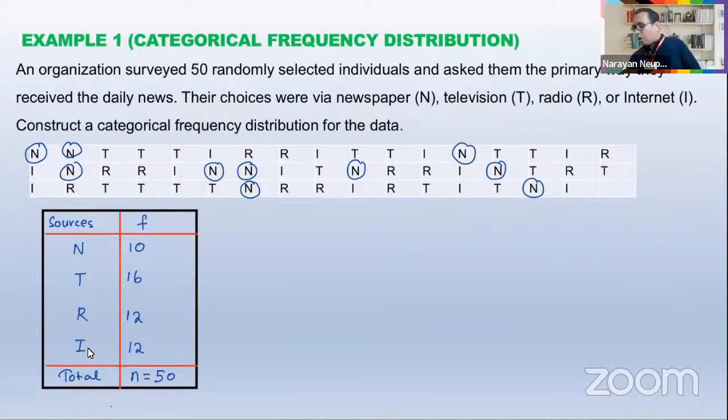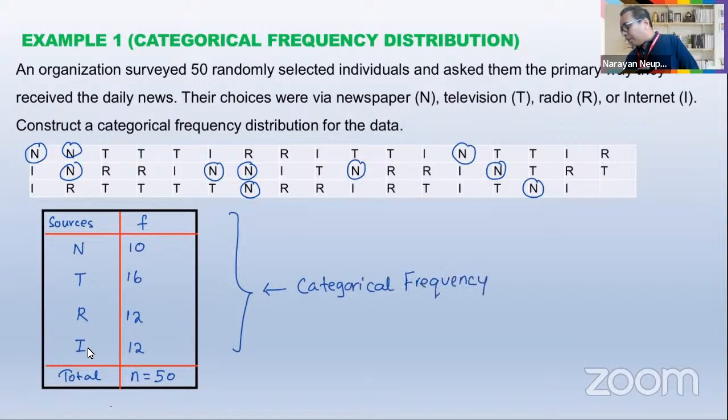So this one is called categorical frequency distribution. So that is the first way of organizing the data by making a frequency table here. And this one is for non-numerical or qualitative data.